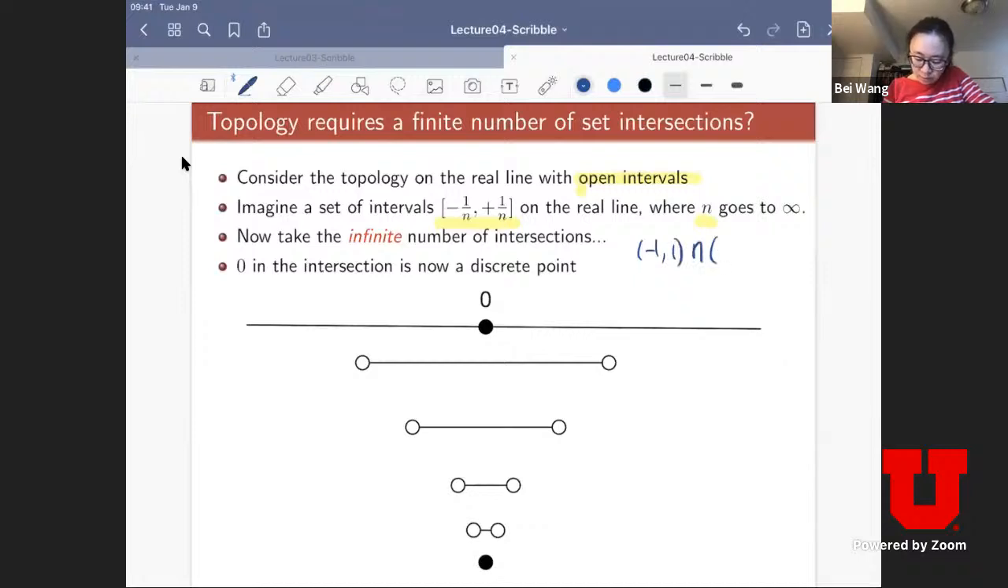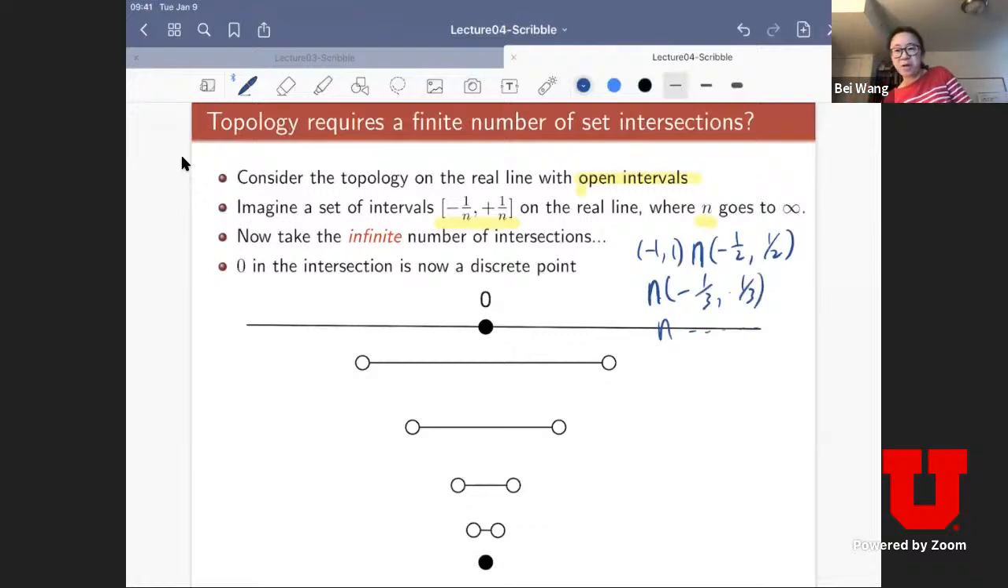N is equal to two, minus one half to one half. N is equal to three, minus one third to one third. This symbol is intersection, and so on, but it goes to infinity, okay? So what's happening when you take those infinite intersections in this particular case? What's in the intersection at infinity is a single point, zero. And that single point zero is no longer an open interval, right?